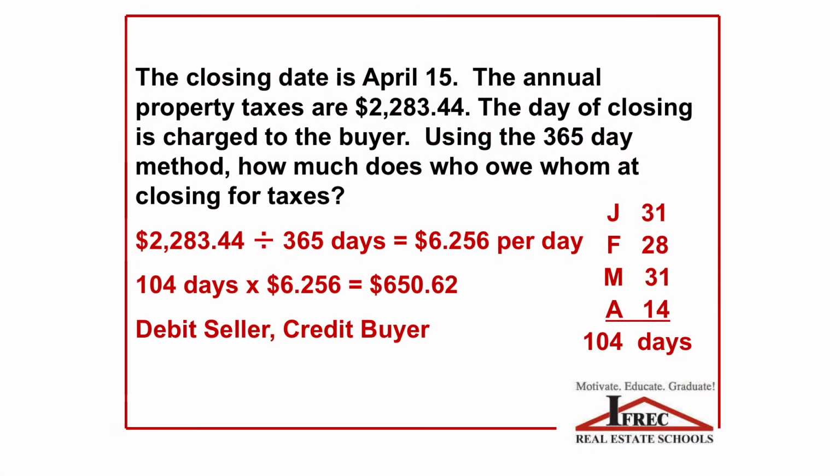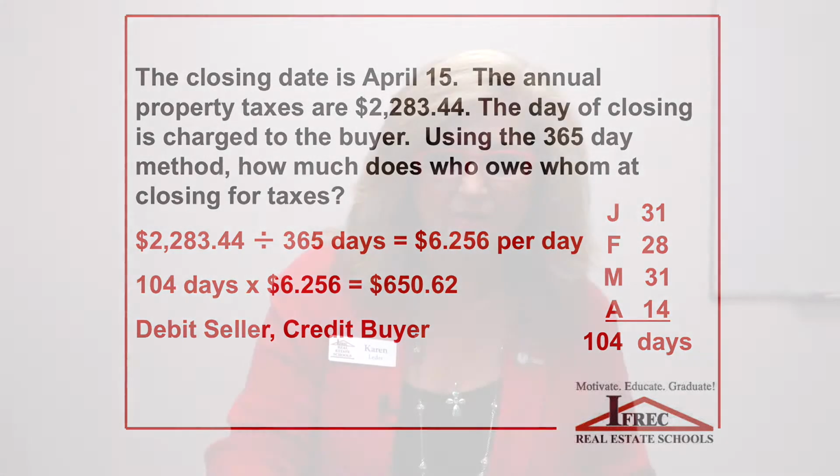The first thing, again, you do in a calculation is count the number of seller days. January, February, March, and 14 days in April, because the day of closing belongs to the buyer. The total number of days in this example is 104. Keep that on the side, you'll need it later.